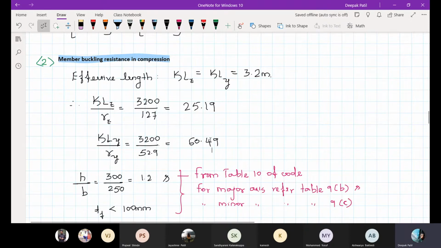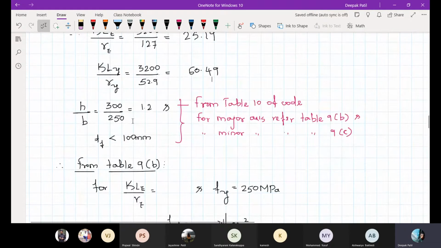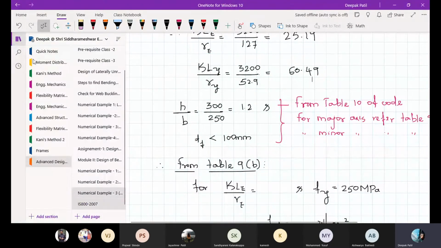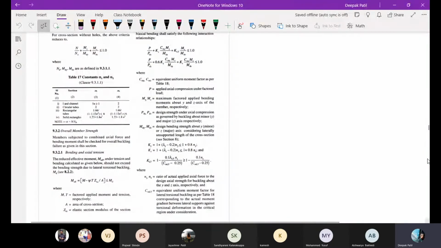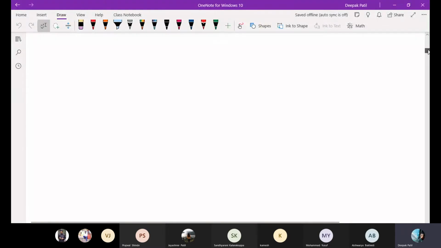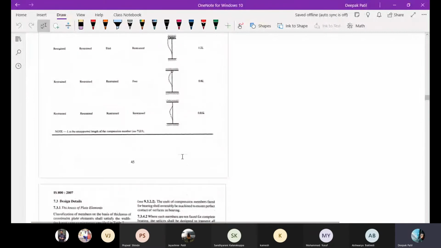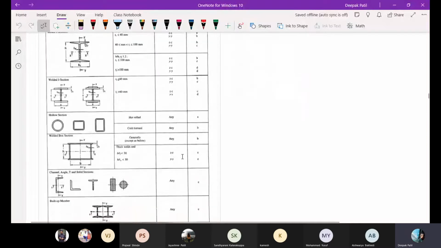Now you need to find FCD along both major and minor axis. To do that, you have to check the ratio of H by B. H is the total depth of the section, that is ISHB 300, divided by B, which is the flange width. So 300 divided by 250 is 1.2, and the thickness of flange of ISHB 300 is obviously less than 100 mm. So this condition is satisfied. When you see table 10 of the code, let me just tell you that also. I have already given you how to refer this, but once again I will tell you, table 10 of IS 800 2007. Yeah, here it is, table 10.